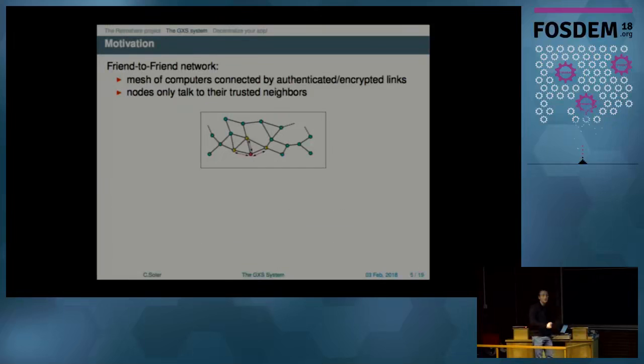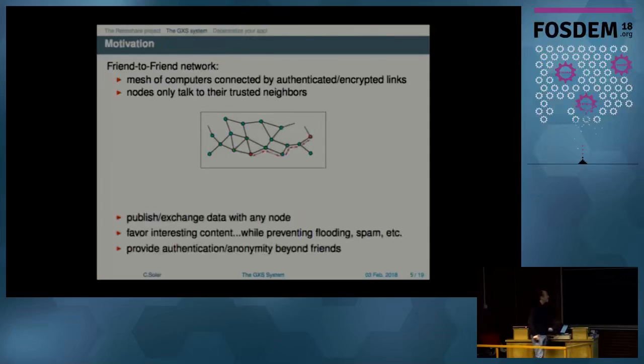So what is the problem? We have a mesh of computers which only talk to their neighbors, and we want to distribute data beyond friends, right? And we want to do that while favoring interesting content, preferably, but also preventing flooding attacks and spam, and providing some guarantee of authentication or anonymity depending on the kind of usage.